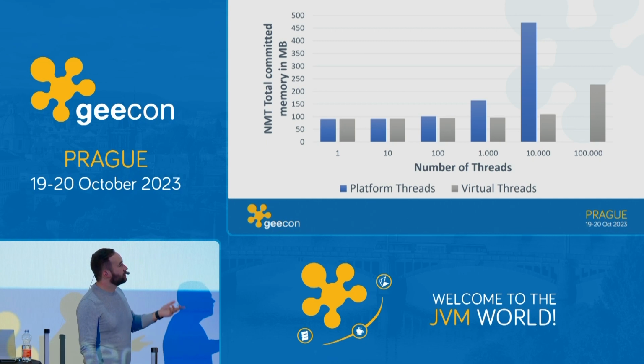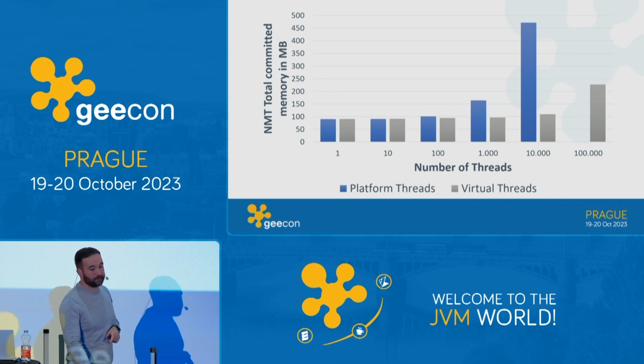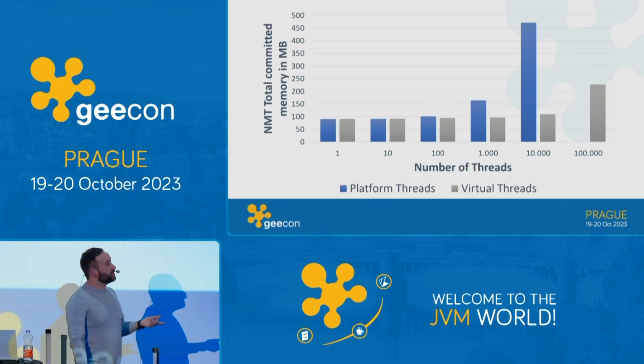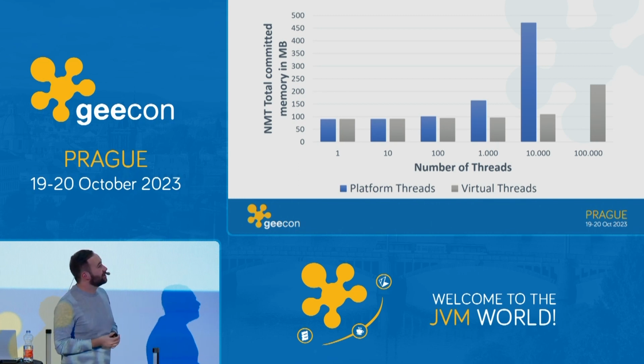make sense. Because as you can see, with 10,000 platform threads, my memory usage starts to skyrocket. It's almost at the top of the graph. And with 100,000 threads, I couldn't even create 100,000 platform threads because it ran out of memory. So that problem kind of solves itself.